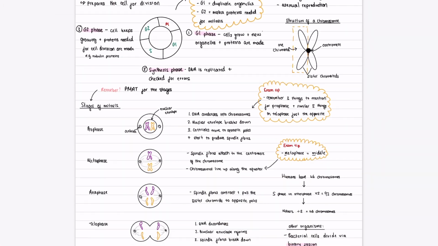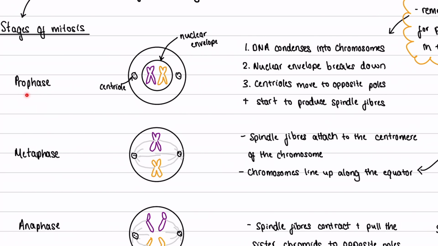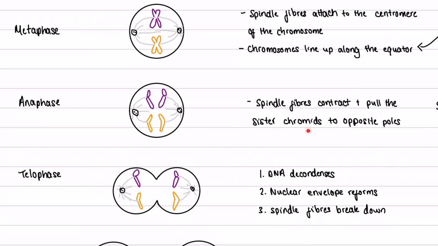There are 4 stages to mitosis. The first stage is prophase, which is where the DNA condenses into chromosomes. The nuclear envelope breaks down, the centrioles move to opposite poles and start to produce spindle fibers. In metaphase, the spindle fibers attach to the centromere of the chromosome, and the chromosomes line up along the equator. In anaphase, the spindle fibers contract and pull the sister chromatids to opposite poles. Then, telophase, the DNA decondenses, the nuclear envelope reforms, and spindle fibers break down.